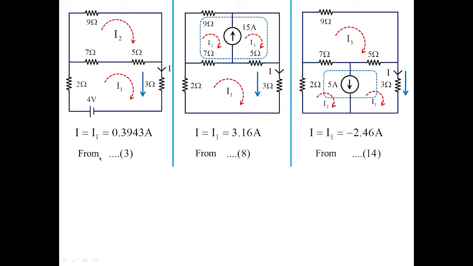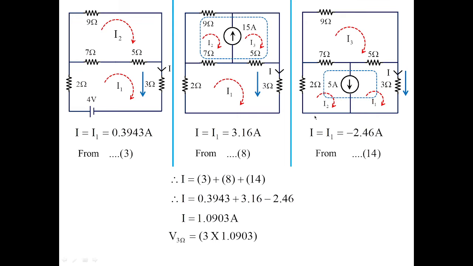So we have to sum up all these values to get the final current. So equation 3 plus equation 8 plus equation 14, the results of the branch currents which are flowing in 3 ohms, I am going to collect, and I am going to get the value as 1.0903 amperes. So this is the branch current I got here. Now I am going to get the value of voltage according to Ohm's law. It is resistance into current. So branch resistance is 3 and the branch current is 1.0903 amperes. With this, the value of voltage is obtained to be 3.27 volts.